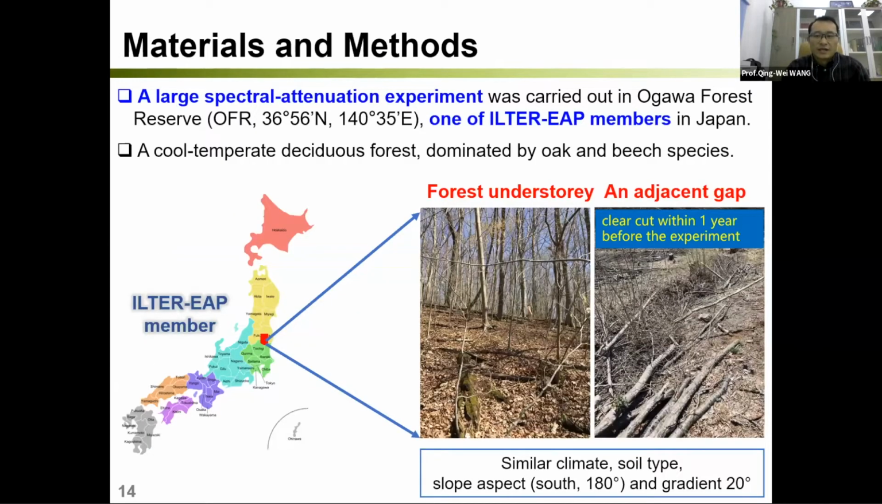We carried out a large spectral attenuation experiment in Ohkawa Forest Reserve in central Japan, one of the ILTER EAP members. This forest is a cold temperate deciduous forest dominated by oak and beech species. We set up two plots, one in the understory and another in the gap. The gap was clear cut within one year before the experiment. So the two plots have similar environmental conditions.